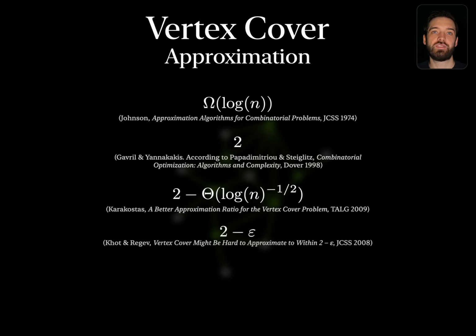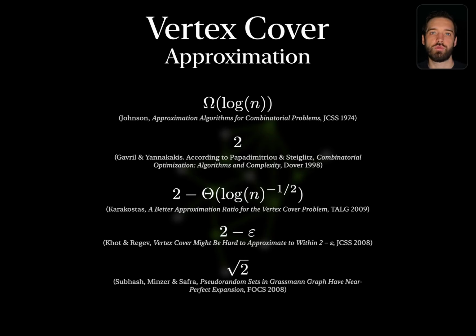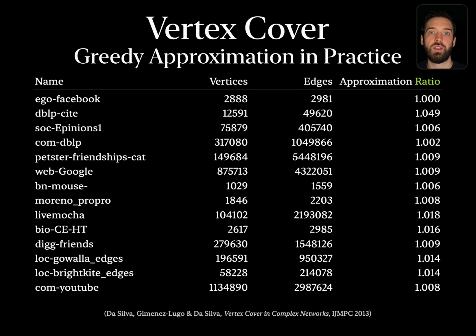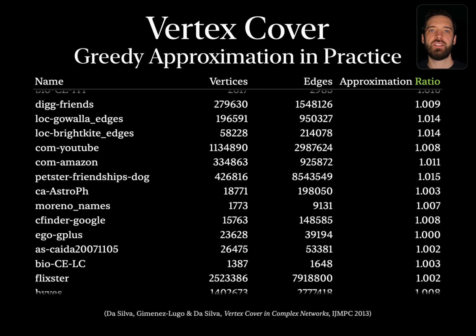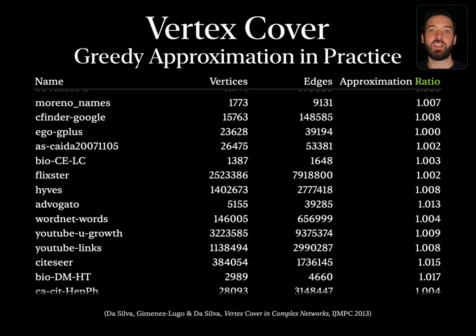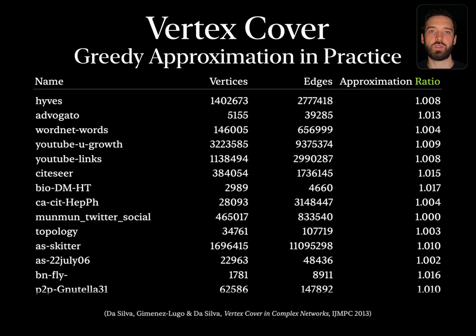Moreover, there is reason to believe that vertex cover is NP-hard to approximate within a factor of 2 minus epsilon for a constant epsilon, and it is known that it is NP-hard to approximate within a factor of square root 2. Now, despite all of these hardness results, it turns out that the simple greedy algorithm we have just seen actually performs very well in practice. In 2013, an empirical evaluation of this greedy algorithm showed that it obtains approximation ratios that are almost always very close to 1 on a selection of real-world networks. Here you can see our replication of their results together with an extension of the experiments on more networks.